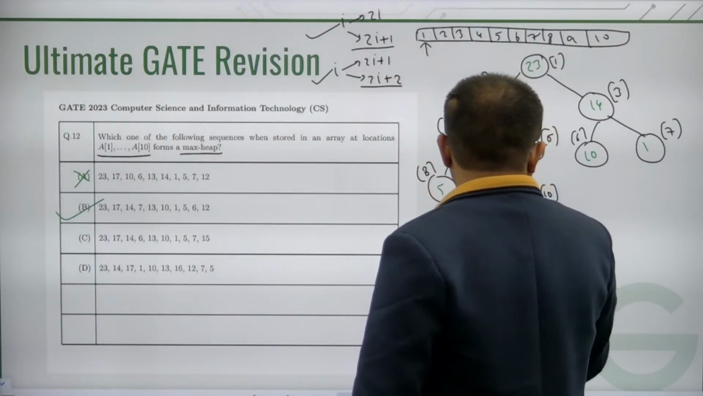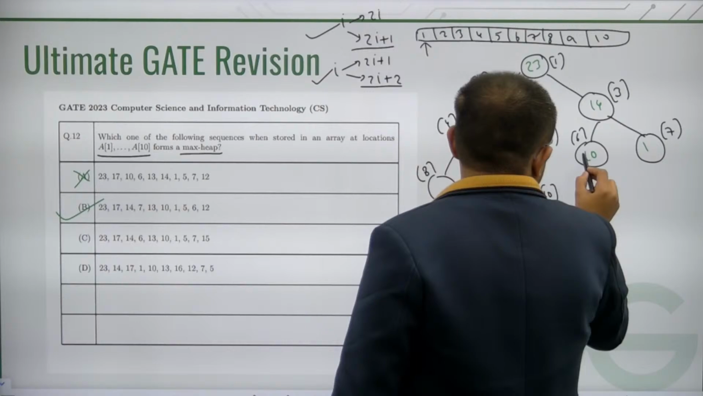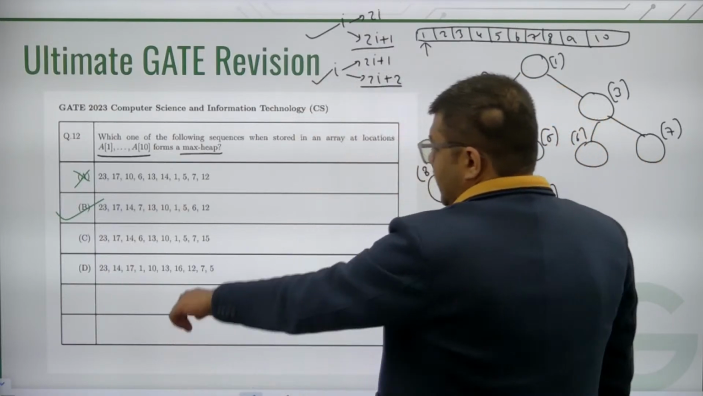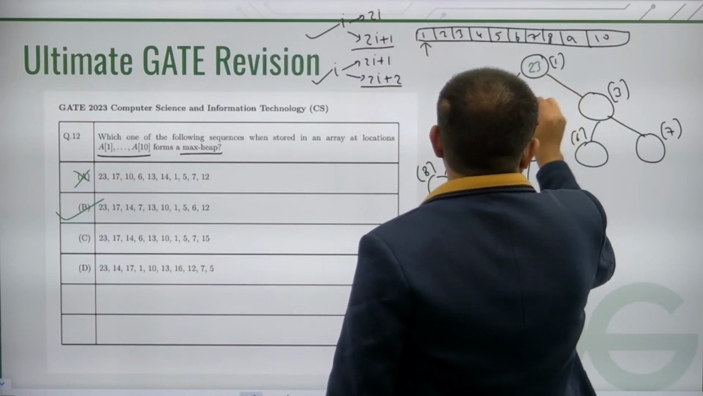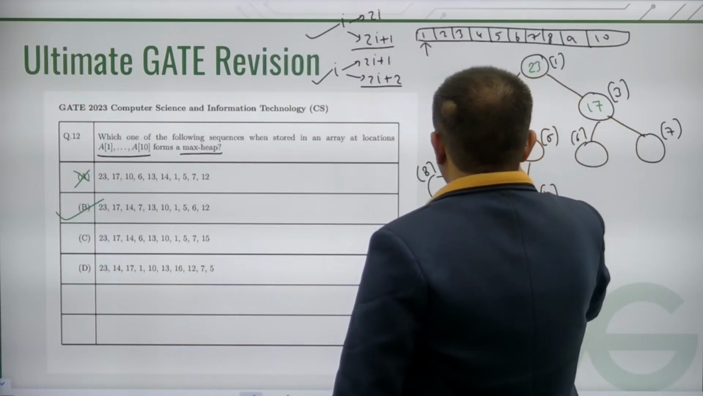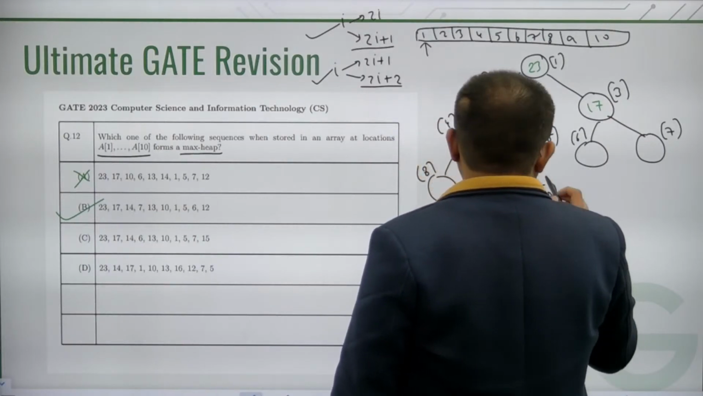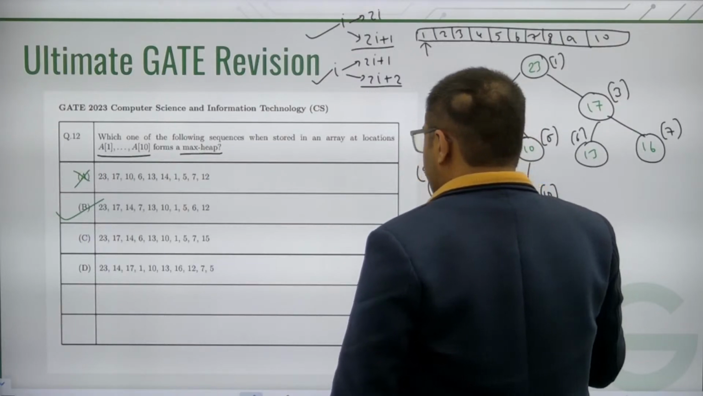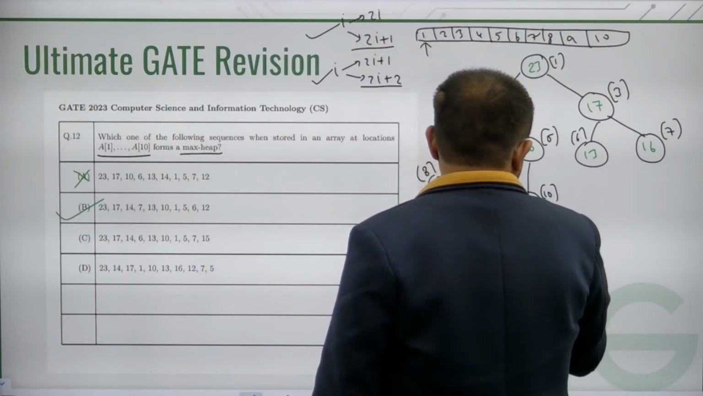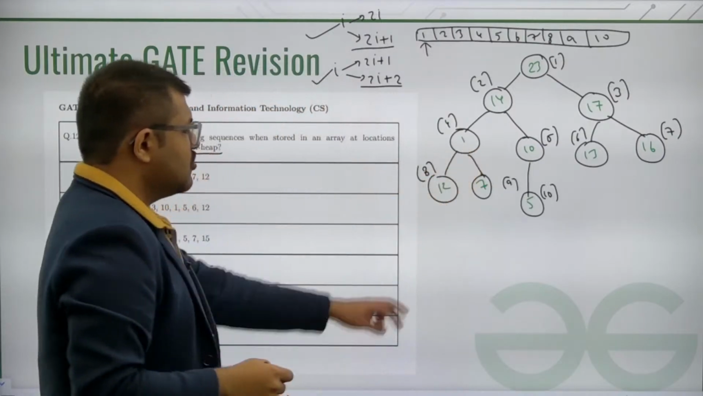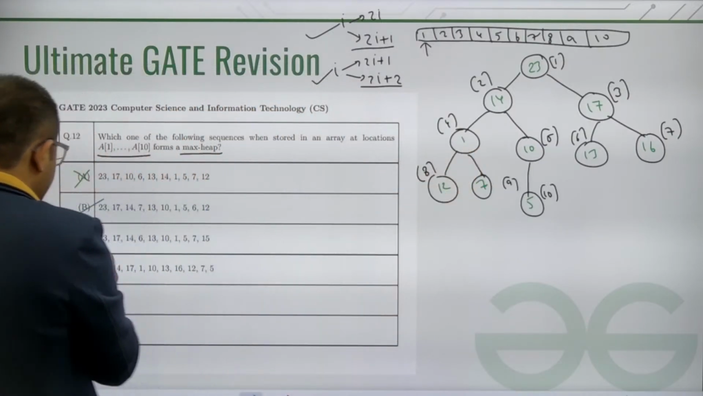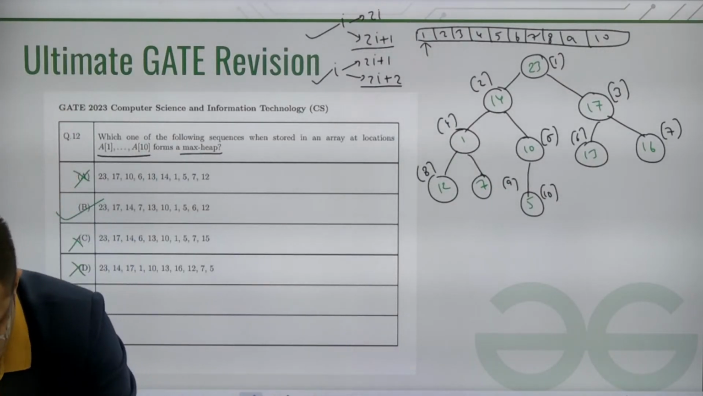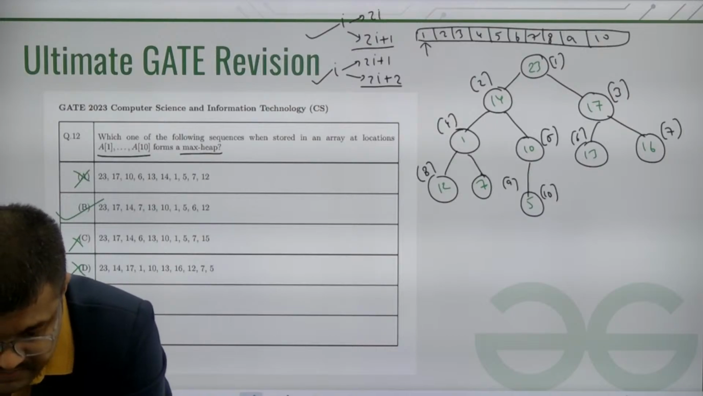And similarly for option D, let's check: 23, 14, 17, 1, 10, 13, 16, 12, 7, and 5. You see 12 is greater than 1. It cannot be 1's child. So this is also not forming a max heap. So your correct answer is option B. Yes, B is the answer. Clear?